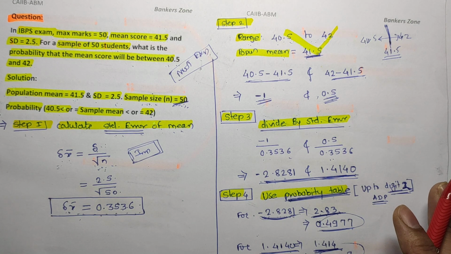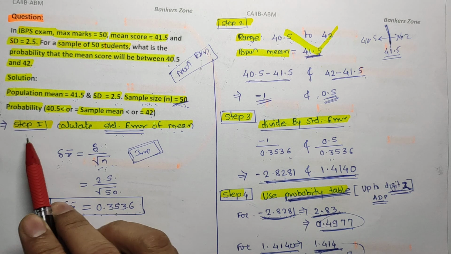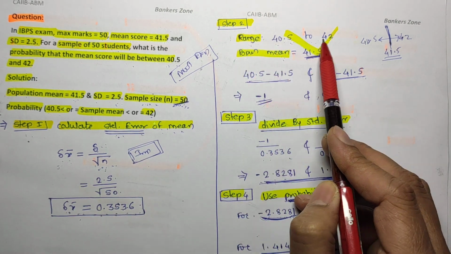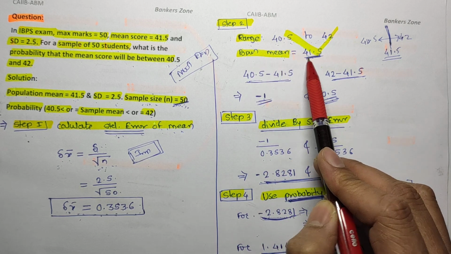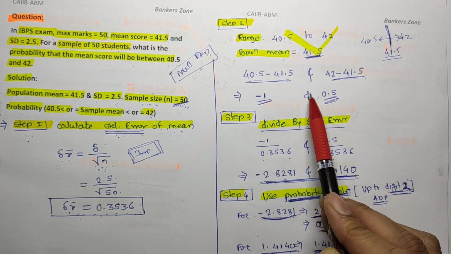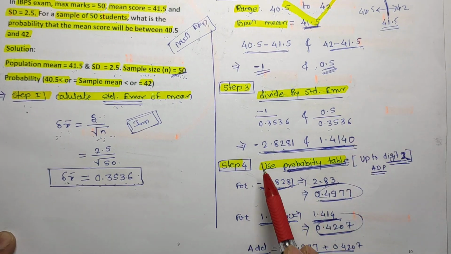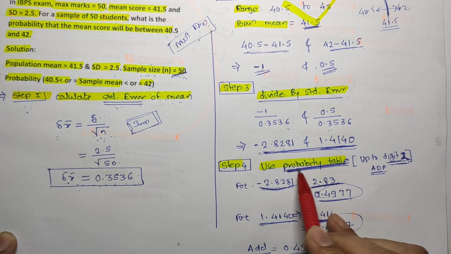Remember, I will repeat the steps because it is the most important part. In the first step, calculate the standard error. In step 2, we have the range and the population mean. Subtract the population mean from the range and you will get some value. Divide that value by the error, and you will get some value. In step 4, look into the probability table.